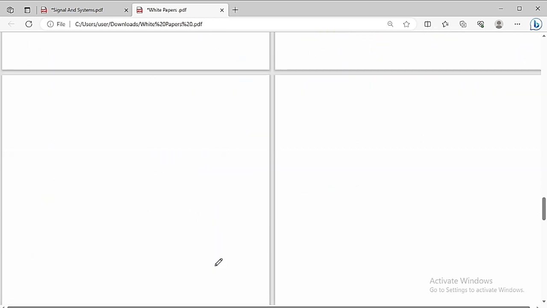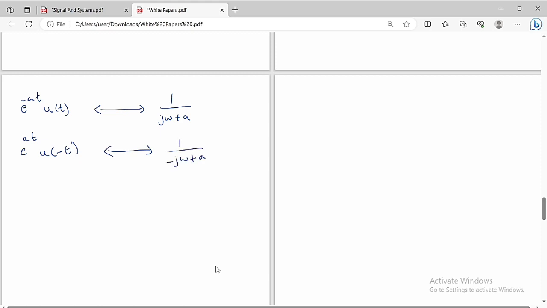So let me give one example. e to the power of minus at into u of t is an energy signal. So what is the Fourier transform of this one? 1 by j omega plus a, right? Now replace t by minus t, so e to the power of at into u of minus t. Then replacing omega by minus omega, we get 1 by minus j omega plus a, right? I already told you this one.